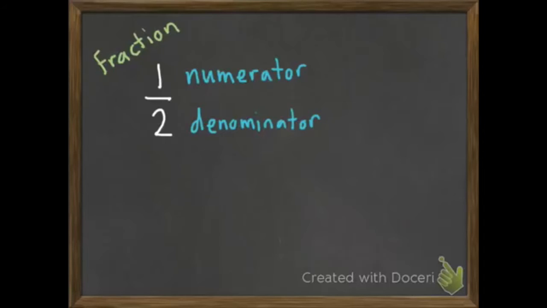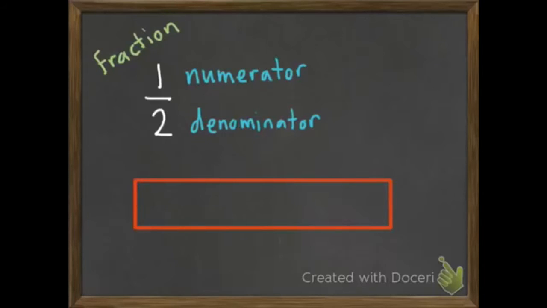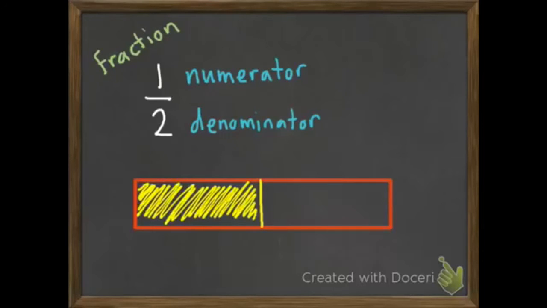Okay, today we are going to be using models. So I'm going to draw a picture of 1/2. So here's one whole rectangle, and I'm going to cut it into 2 equal pieces. It's important that they're equal. And I'm going to shade in 1 part. So we have 2 equal parts. That's our denominator, our total equal parts. And we shade in 1. It shows that we have 1/2.